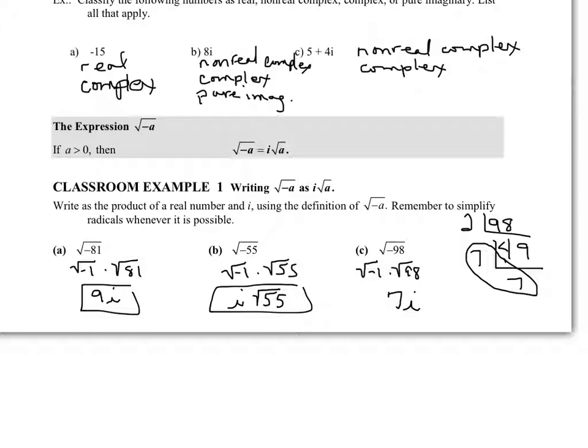to join the i that I know is already there because of that square root of negative 1. And then any value I didn't circle when I did the prime factorization, in this case the 2, stays underneath the radical. So when I simplify the square root of negative 98, I have 7i times the square root of 2. Let's move to the next slide.